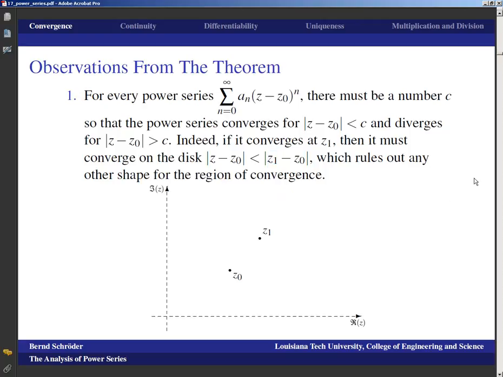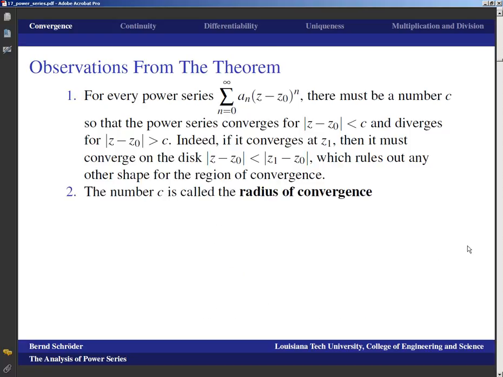So here we go. Here's z0. Here's z1. We automatically get convergence on a disk. And now suppose that the region of convergence is so that there is a point out here that converges and the rest of the region is in here. Well, that point out here would guarantee convergence on a larger circle. So that means the region of convergence really can't just be something and then other points farther out in a way that is not the shape of a circle.